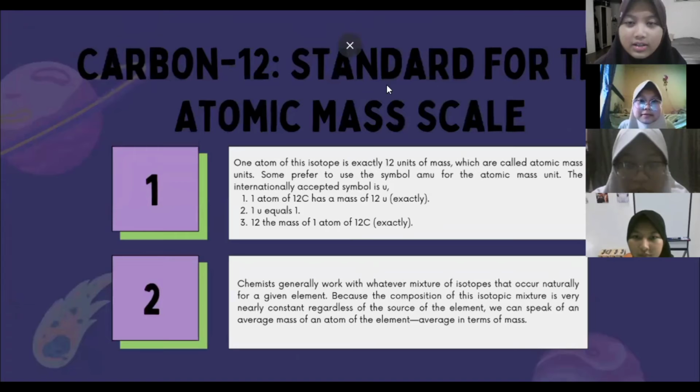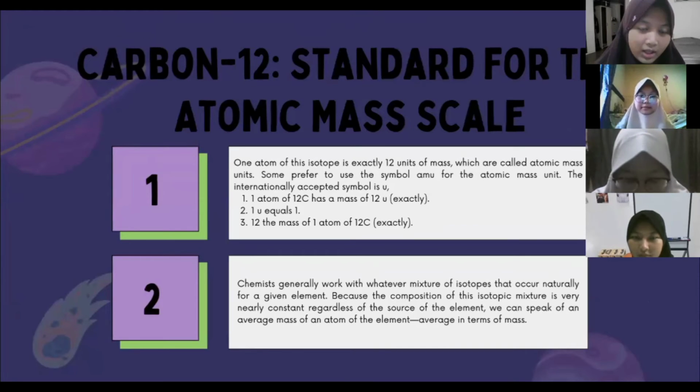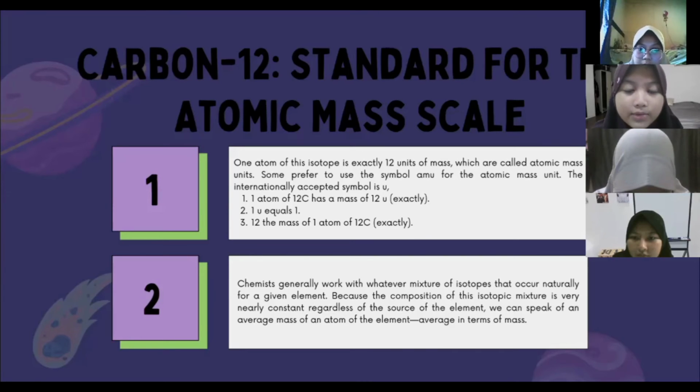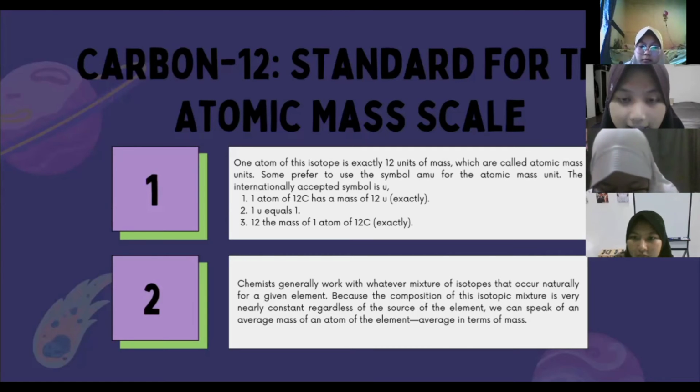Okay, so I will explain why carbon-12 becomes the standard for the atomic mass scale. First, one atom of this isotope is exactly 12 units of mass, which are called atomic mass units. Some prefer to use the symbol AMU for the atomic mass unit, but the internationally accepted symbol is u. First, one atom of 12C has a mass of exactly 12 u. Second, 1 u equals 1/12 the mass of one atom of 12C exactly.